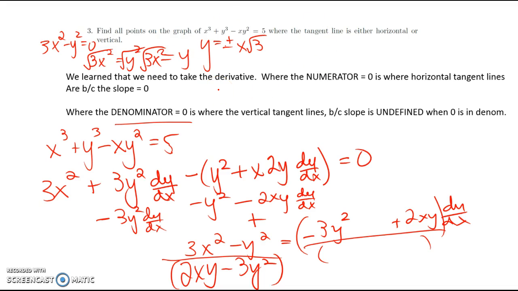Now we have to figure out the different points. Right? So when y is equal to x square root of 3, we plug that right into our original equation. All right, x to the third plus, this thing to the third is x to the third times 3 square root of 3, minus x, y squared. Y squared would be x squared times 3, right? Equals 5. Okay. This is a whole lot of fun.